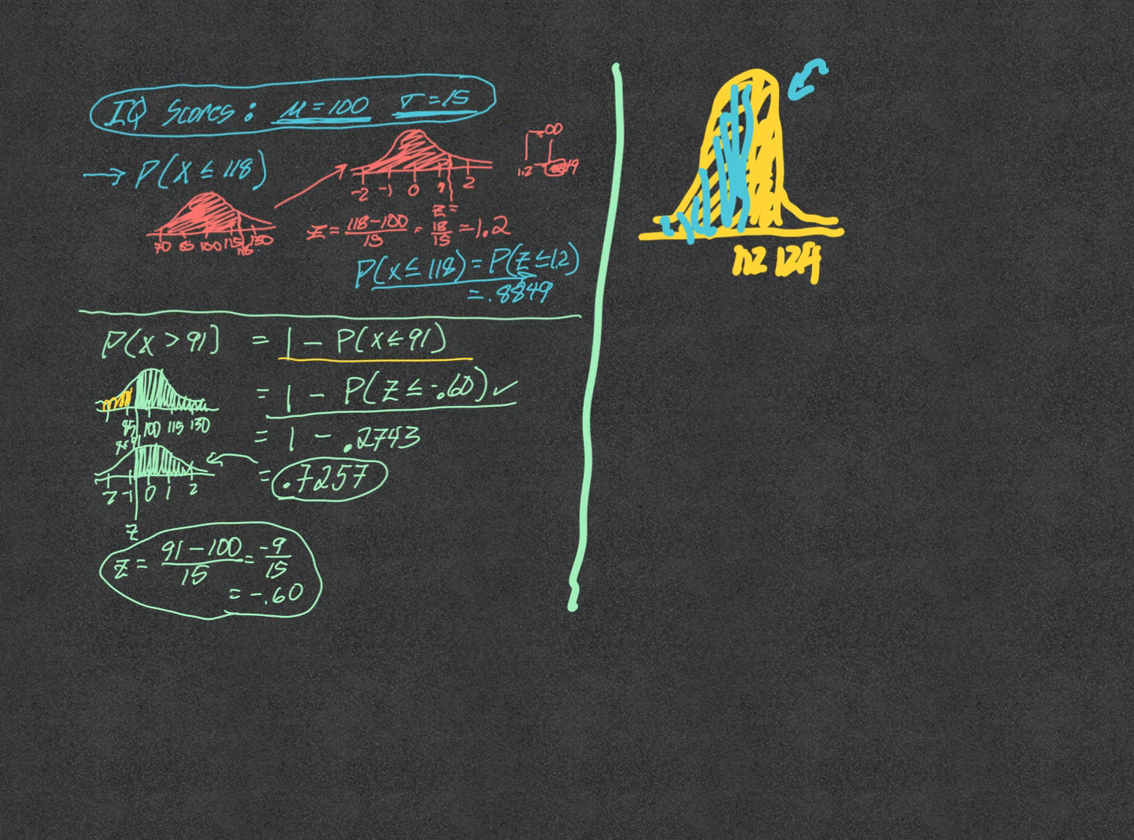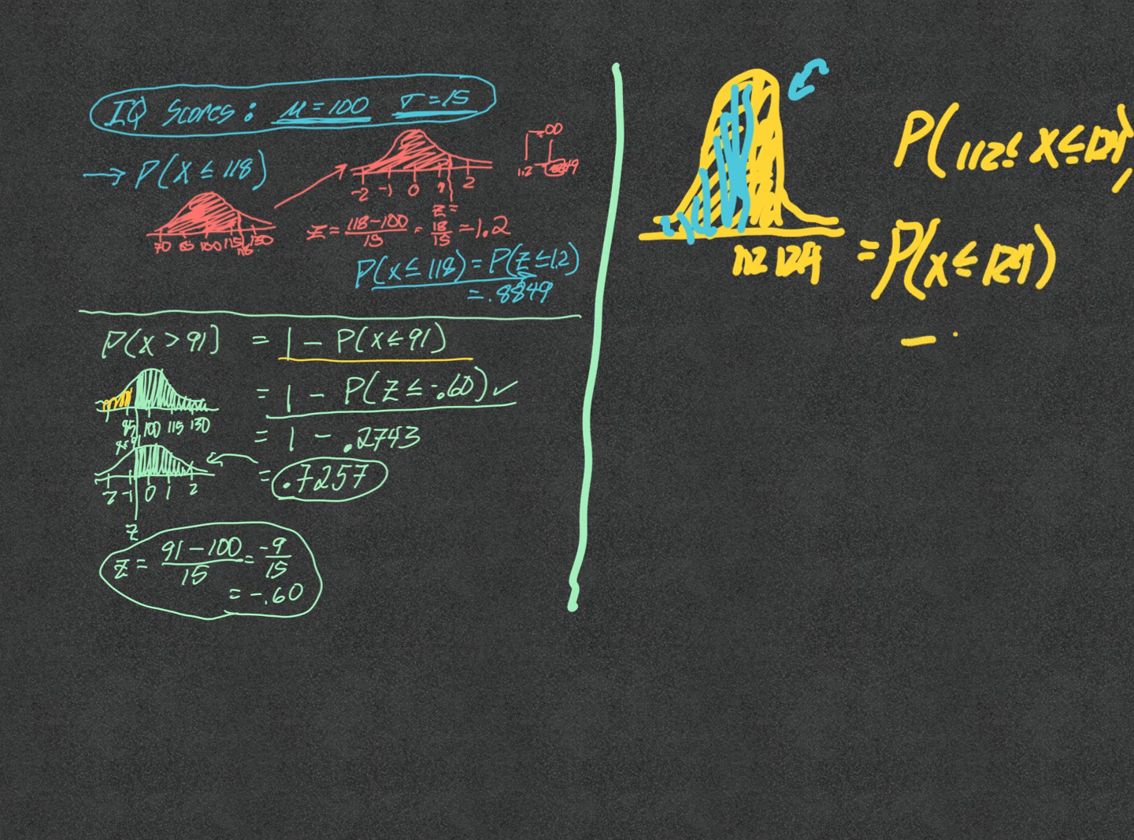So I can write a probability statement for this. This is the probability that 112 is less than our random variable x, which is less than or equal to 124. Okay, and now we want to take the probability of the 124. That's going to be equal to the probability that our random variable is less than or equal to 124 minus the probability that the random variable is less than 112. Okay, so there's our statement we need to do.